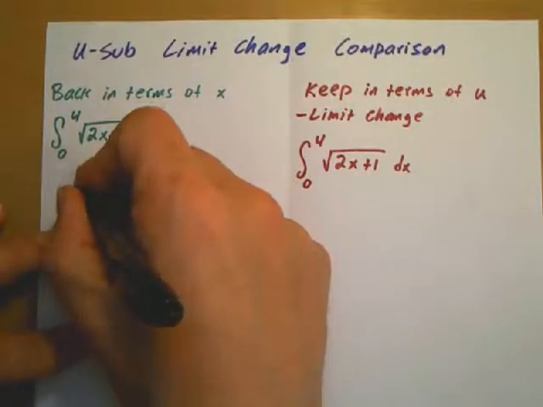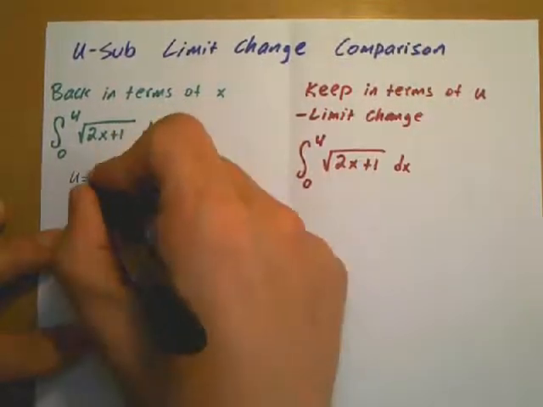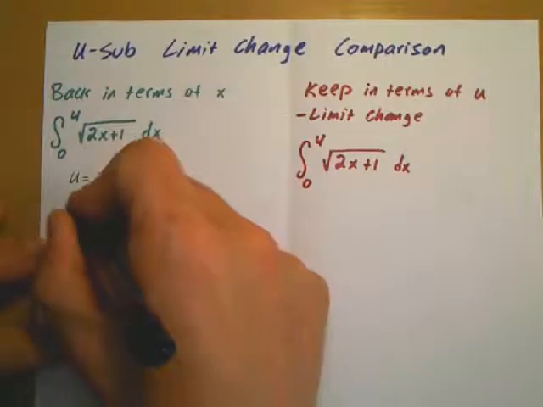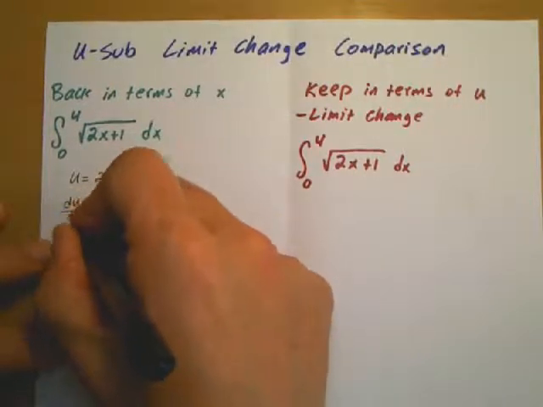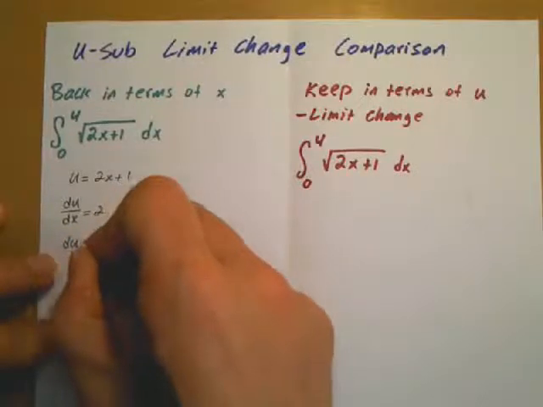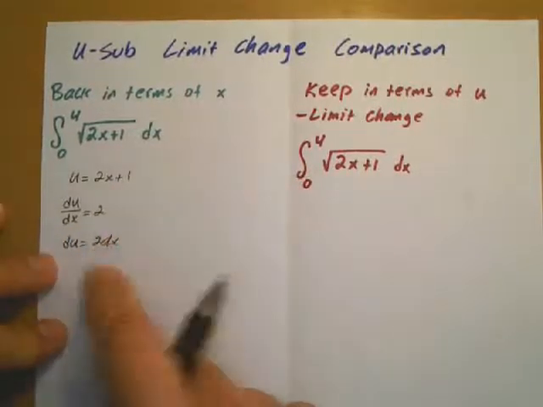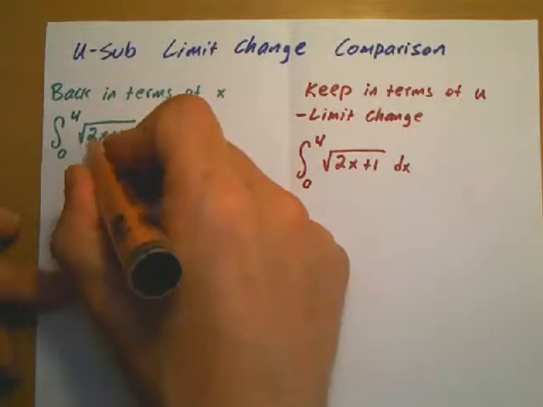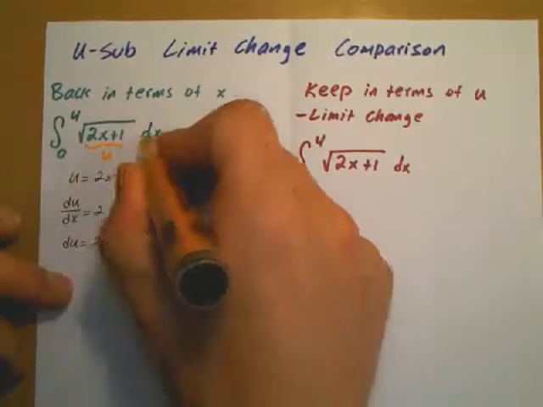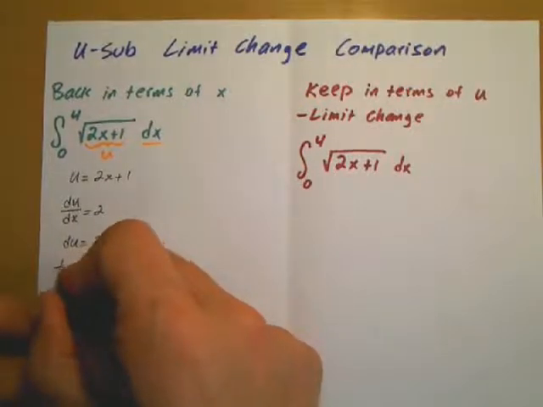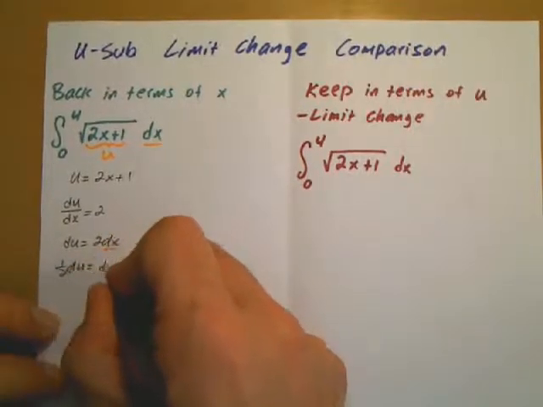I have to let u equal the inside part, which in this case is rather easy to see. It's 2x plus 1. The derivative of that, du over dx, is going to be 2. Cross multiply: du is going to be 2 dx. The inside part is what I let u equal, and this extra dx is what I have over here. I don't have this extra constant of 2, so I divide it over. So 1/2 du is equal to dx.